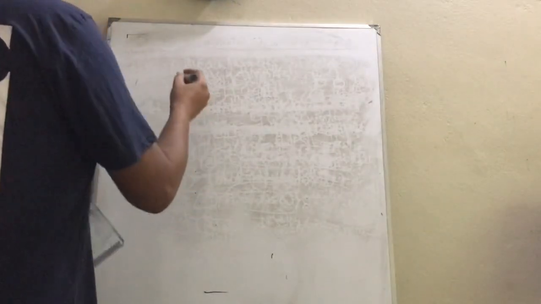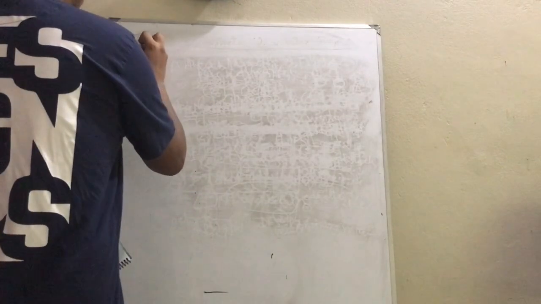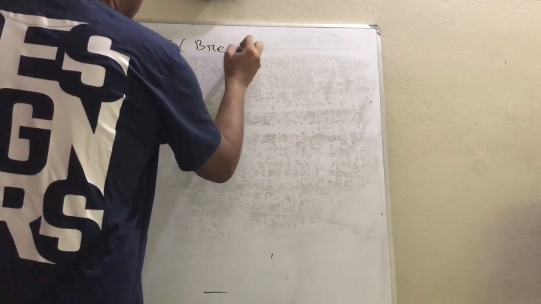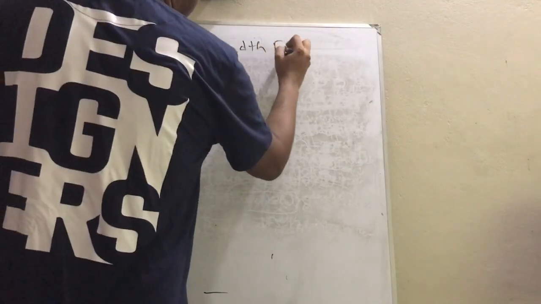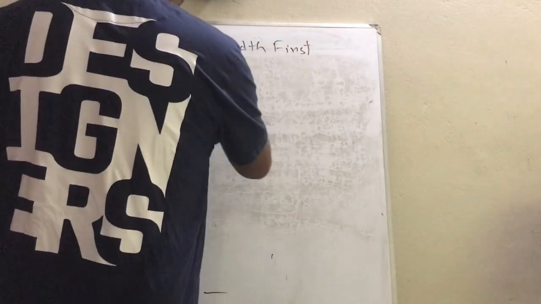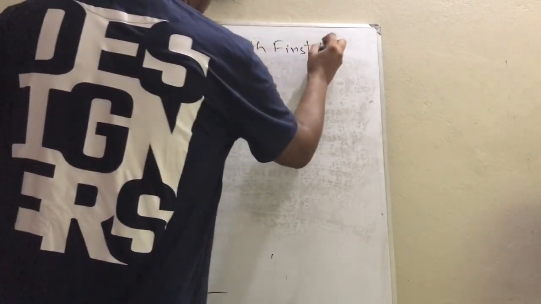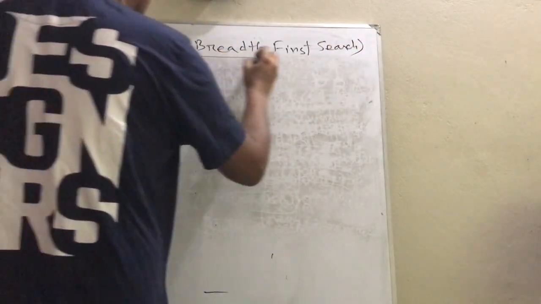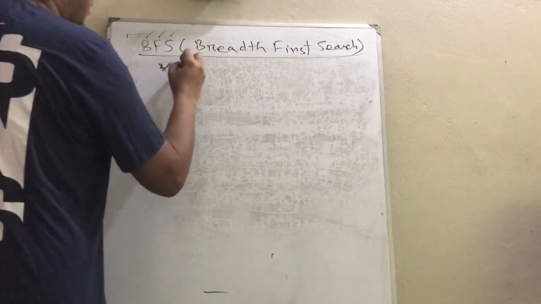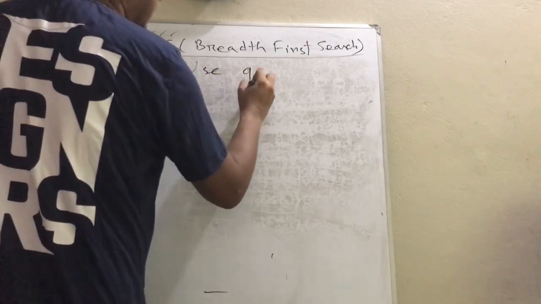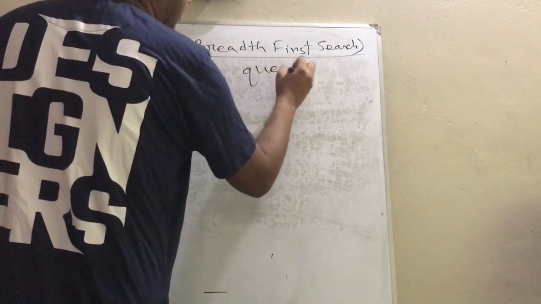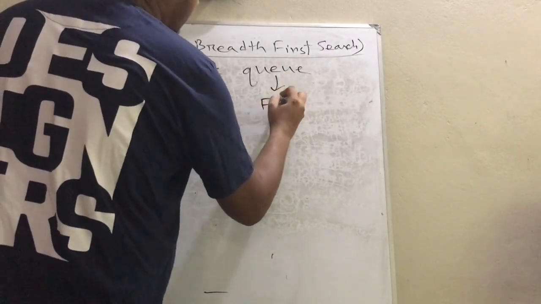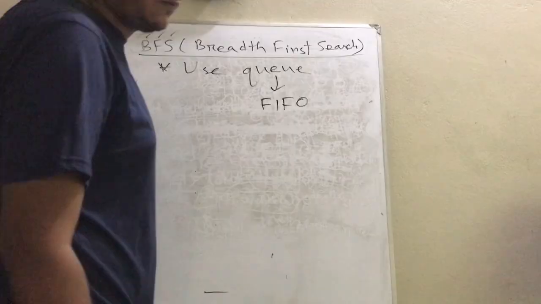BFS means breadth first search. Breadth first search uses a queue, Q-U-E-U-E. A queue uses FIFO, first in first out.